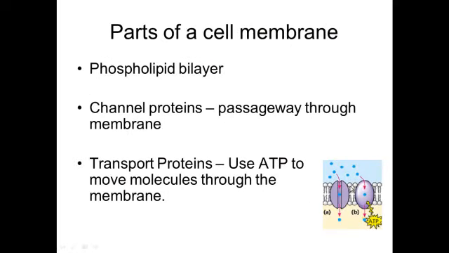I mentioned several parts of the cell membrane. The phospholipid bilayer, we know about that. One type of protein is called a channel protein, and what they do is they create a tunnel for one specific protein to come through. This part A is a channel protein. There are other proteins that use ATP to move molecules through the membrane. Okay, so it's going to go through active transport. You have to have the energy to get that specific molecule to come in.